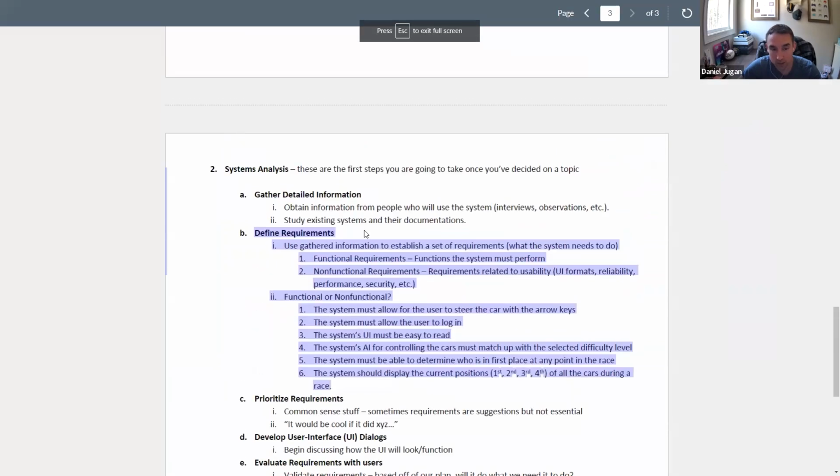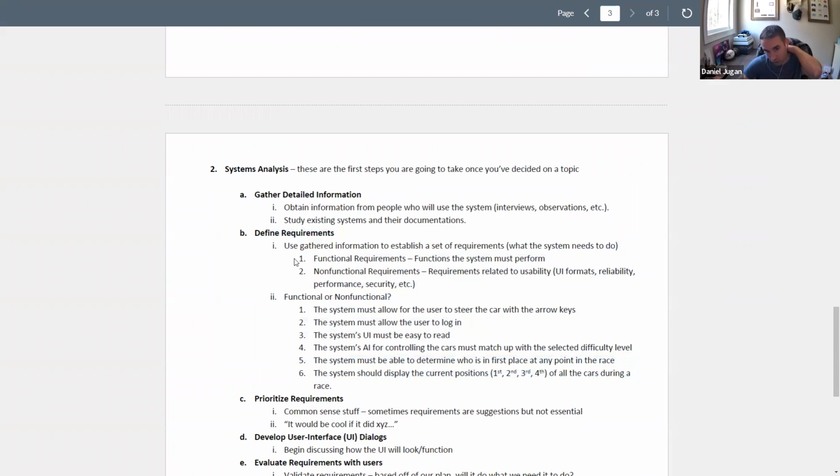Okay, so when we talk about system analysis, we say defining the requirements. And so there are 2 types of requirements. And this is a review. We've gone over this already, but I wanted to touch base on it because you guys should be thinking about this now for your second milestone. The first are functional requirements. Those are functions that the system must perform. So those are specific things that the system has to do. Okay, so functional requirements describe what the system has to do.